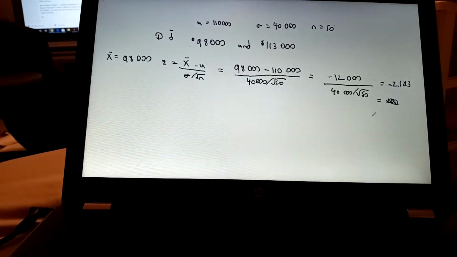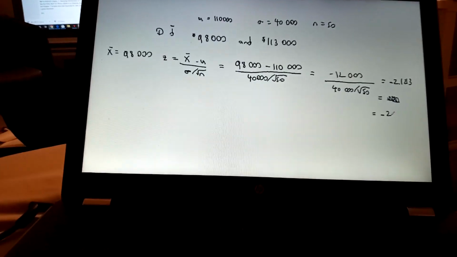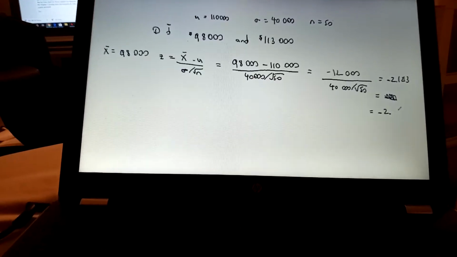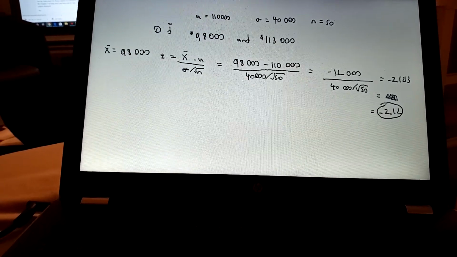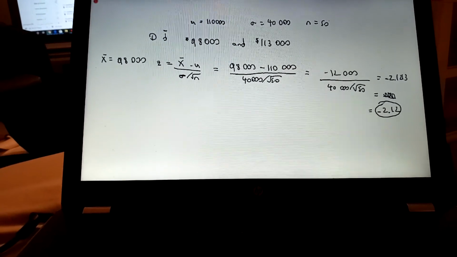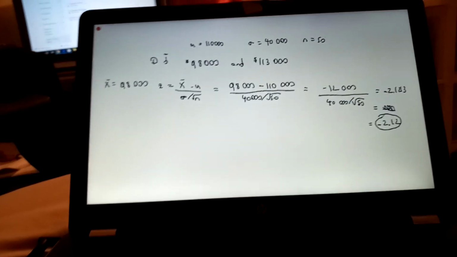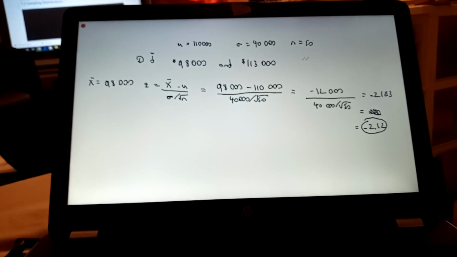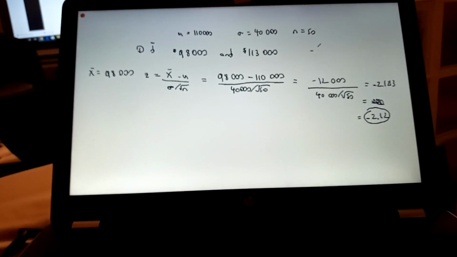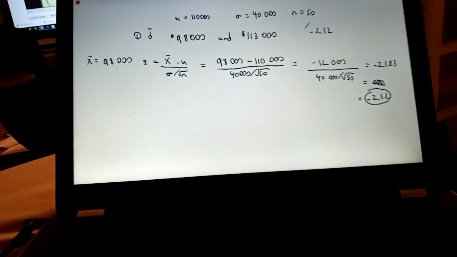So let's round that to minus 2.12. Sorry, my writing is messy. So that is your z-score corresponding with 98,000. So put that to the side. Actually, here on the top, let's write minus 2.12, just so we have that right here.